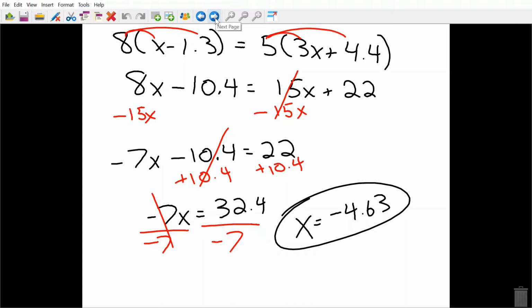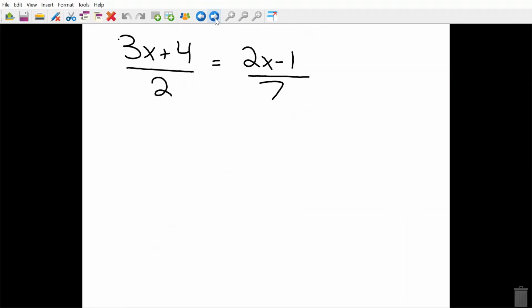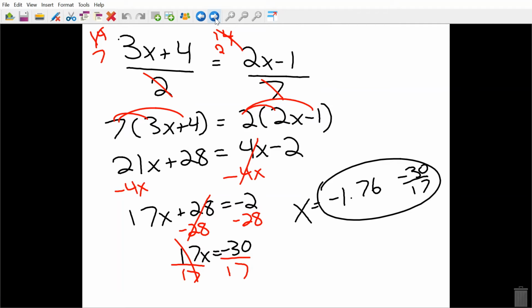Next question. 3x plus 4 over 2 equals 2x minus 1 over 7. This is our last one. Please pause and give it a try. The answer is negative 1.76 or negative 30 over 17.